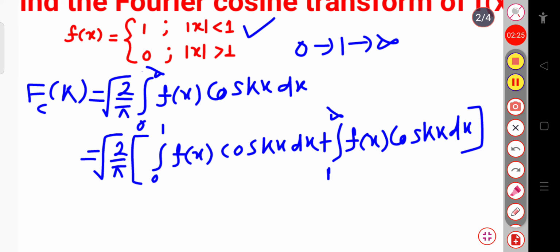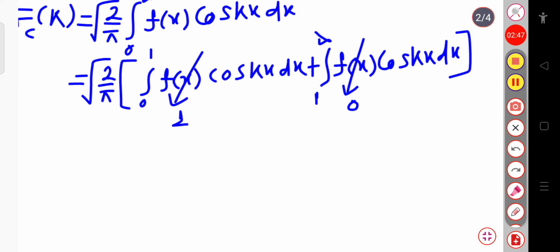It means that when x lies between 0 and 1, the function value is 1. And when modulus of x is greater than 1, the function goes to 0. So if I put these values here, let us see what will happen. Since 0 into cosine kx is 0, the total second term goes to 0. The second term goes to 0 and the first term will remain as it is.